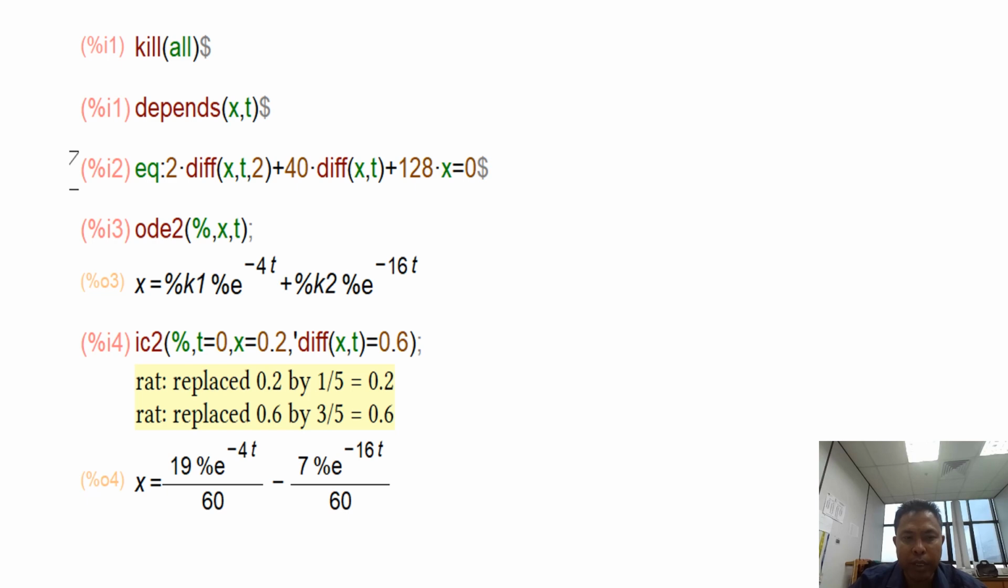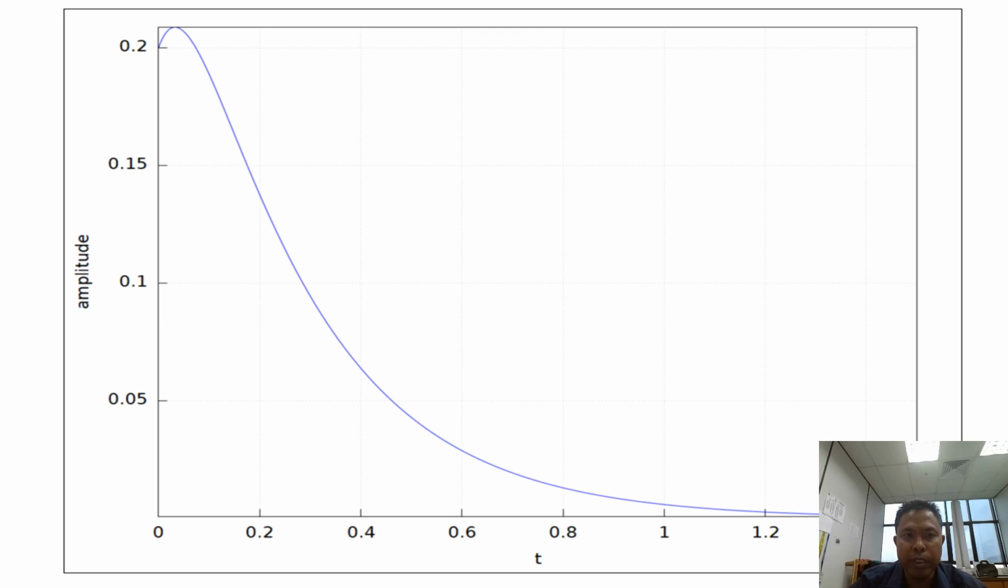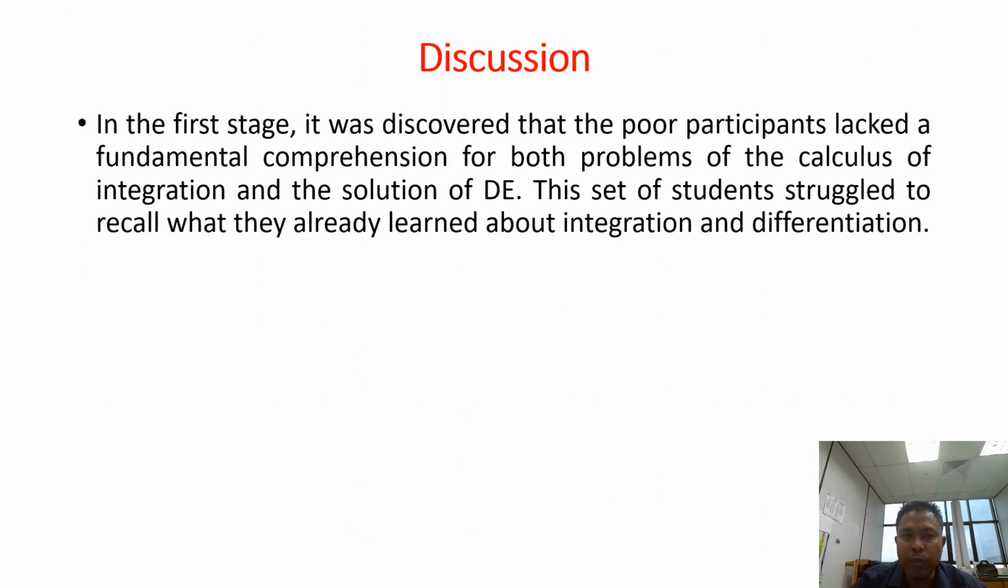You can see that you can get the general solution by substituting the initial conditions, and by using this command you can get the graph, so the student can visualize the solution visually. You may see that the amplitude is reduced over time, and suddenly becomes almost zero when t is reaching 2 seconds.